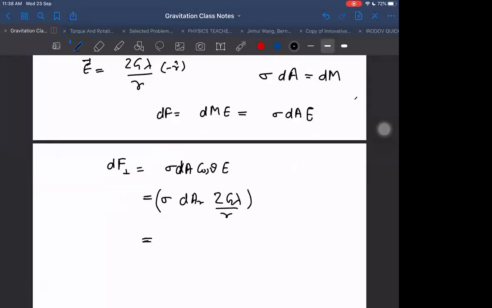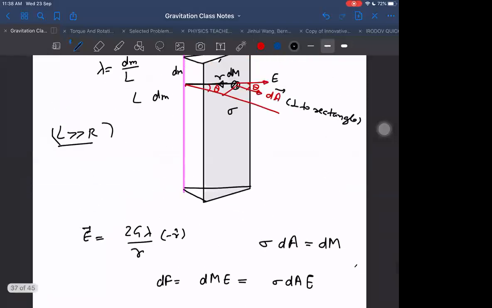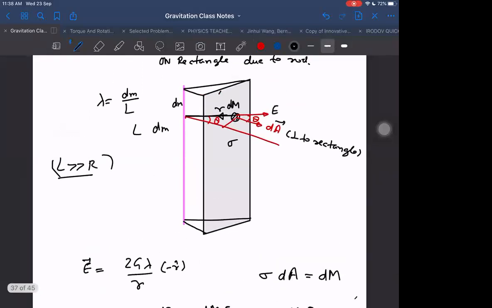We can write this as sigma into 2 into G into lambda into the integral of dA along the radial line upon R. That will be the net perpendicular force. How do we find the integral of dA along the radial line upon R? I think we can find that somehow. Let me think of some way. Let me take not a small element here like this, but now a complete strip.